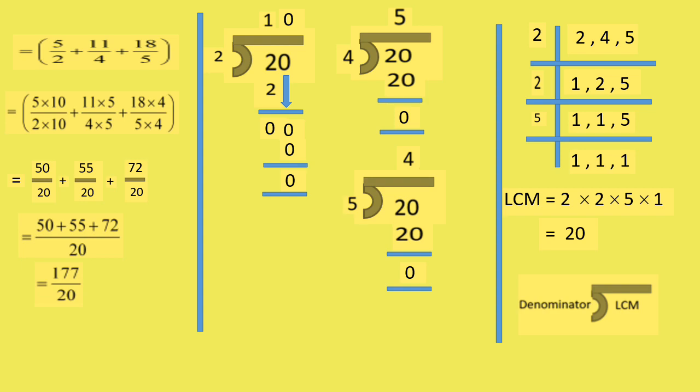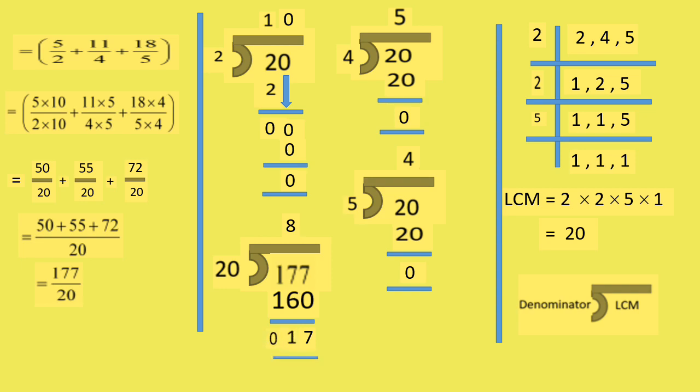Whenever you get a fraction like this, these fractions are called improper fractions. You have to convert improper into mixed one. Come on, let's see how to convert. I'll write 20 outside and 177 inside. So 8 times 20 is 160. After subtracting, I got 17.